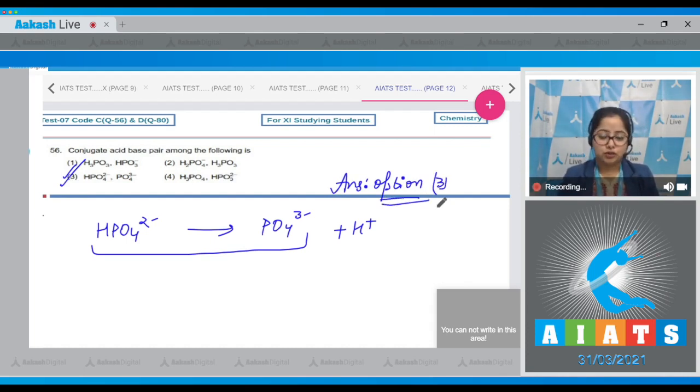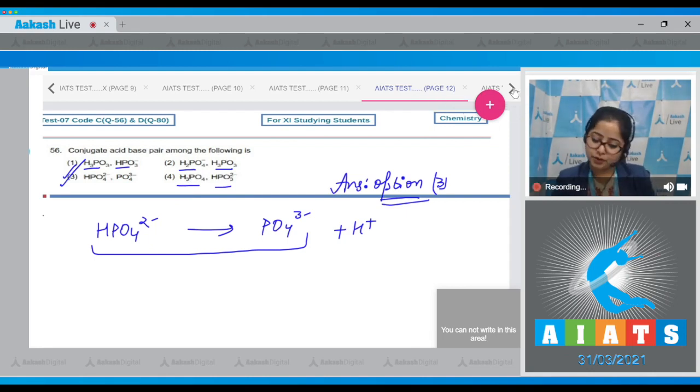And if we talk about the rest of the options, in the first option there is a difference of 2 hydrogen ions. Here we can clearly see that the given compounds are different. Here we are talking about H3PO4 and here it is H3PO3. So these are different compounds. And in the fourth option also, there are 2 different compounds.